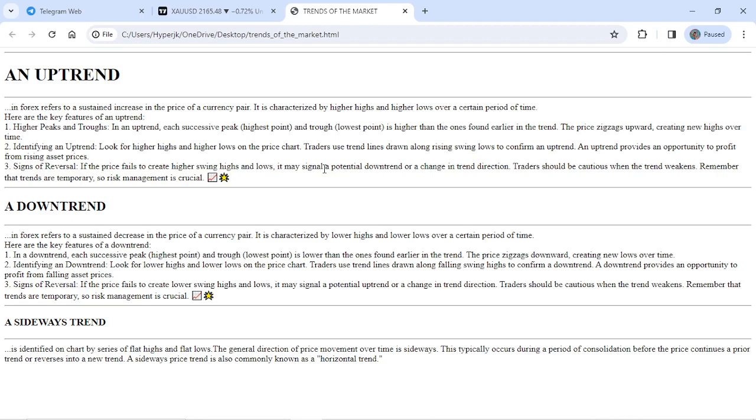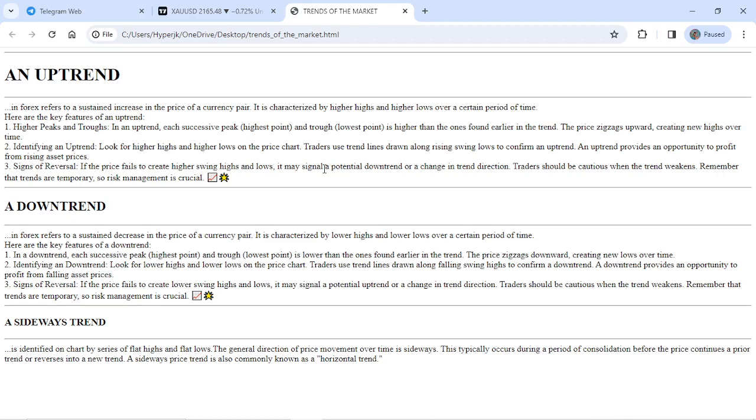So I want to emphasize this second line. Traders use trend lines drawn along rising swing lows to confirm an uptrend. By drawing a trend line on the swing lows of a chart, you will be able to identify it as an uptrend. Once you pull out your trend line tool and place it on the higher swing lows, we are talking about the troughs now. When you place it on the troughs, you will notice that price will sit properly on those troughs, and that will give you the uptrend that you're looking at.